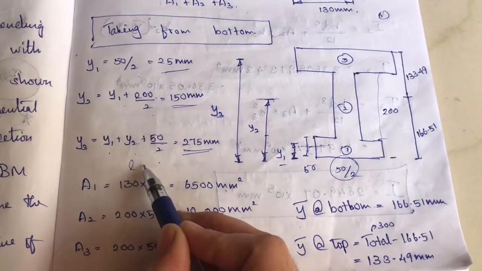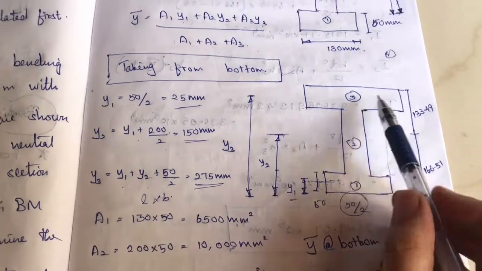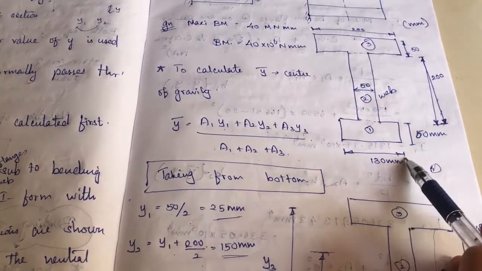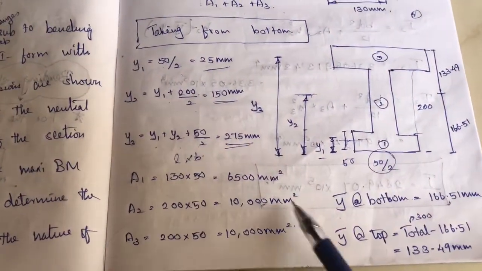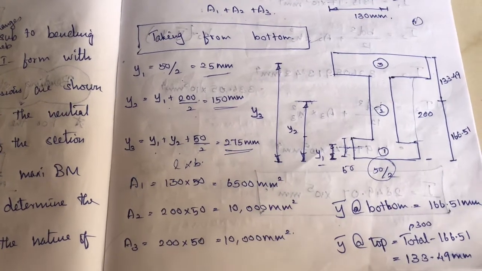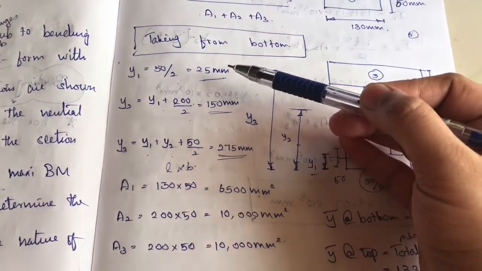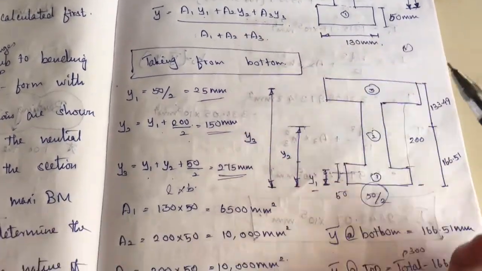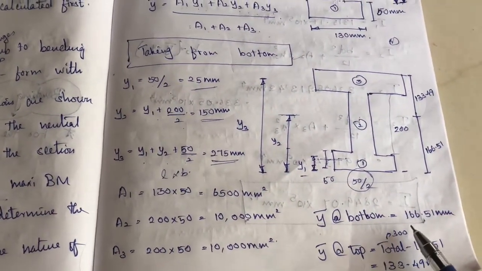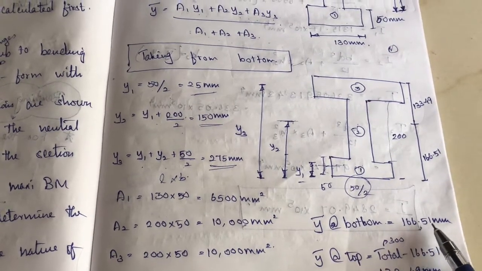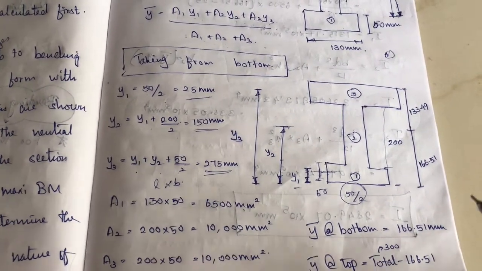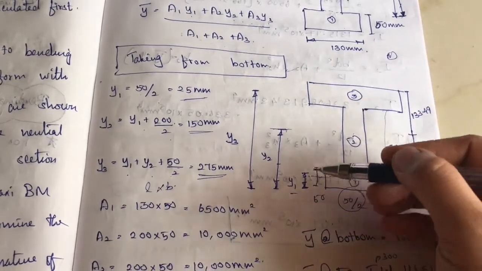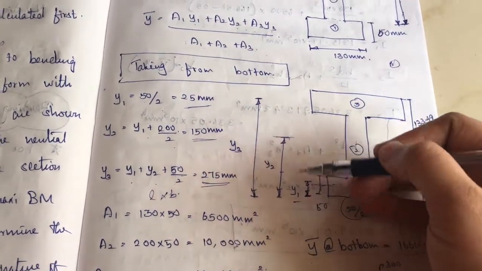Area for the rectangle means L into B. So I can easily say L into B, and then L into B, and then L into B. So we can easily add A1, A2, A3 here. So just substitute all the values y1, y2, y3 and a1, a2, a3 in this formula. You will get the value of y bar, which is equal to 166.51 mm.